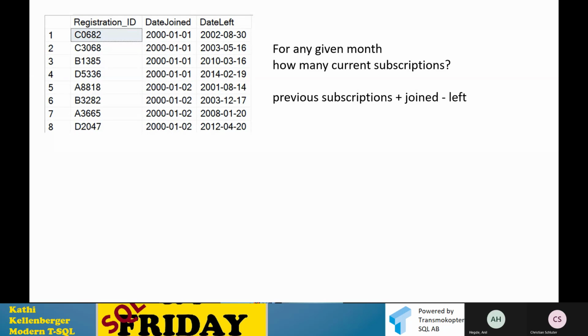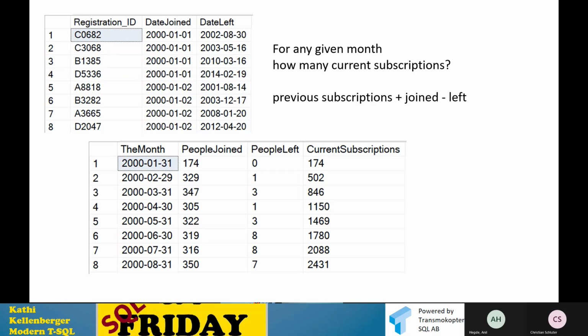So this is what the data looks like. There's a registration ID, date joined, and date left. Basically, you sign up for a subscription. It might be a magazine subscription or something else, and you can get it for so long and then decide you're no longer going to get it. So how many current subscriptions are there? You can count up the previous subscriptions, add the new ones, subtract the ones that have left, and then you end up getting something like this.